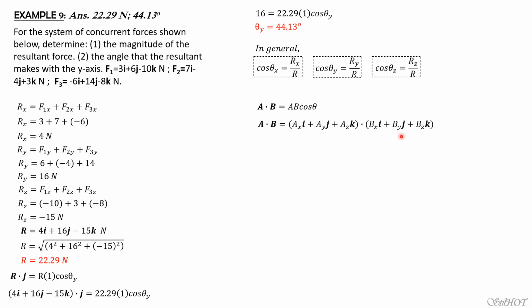So if you expand this multiplication, the result will be ax times bx, i dot i, which is 1. And axi dot byj is 0 because i dot j is 0. So it is simple. It is just the sum of the products of corresponding components. So a dot b equals ax bx plus ay by plus az bz. So that's the result if you expand a dot b. I hope you can remember that.